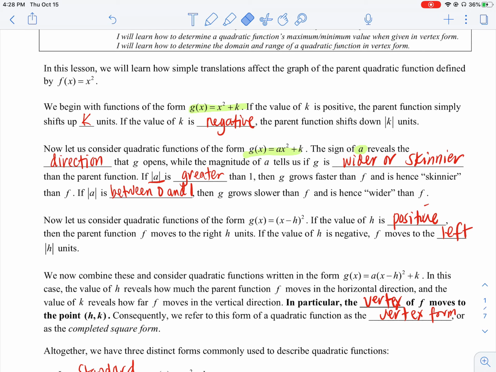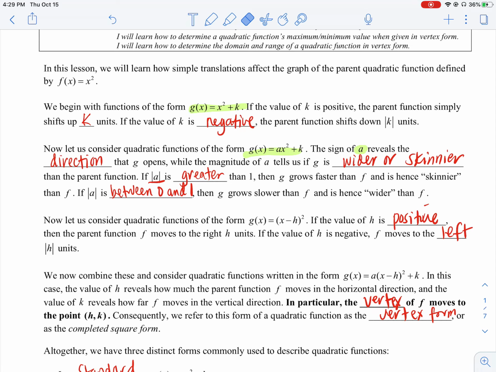So if a is greater than 1, then g grows faster than f, hence it's skinnier than the parent function. So if our a is positive 1, positive 2, positive 3, as the a increases, the function gets skinnier. Or another term that you'll find in the book, they'll say as the a increases, the graph gets narrower.